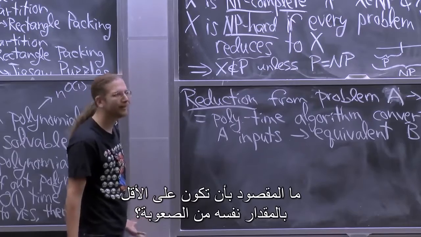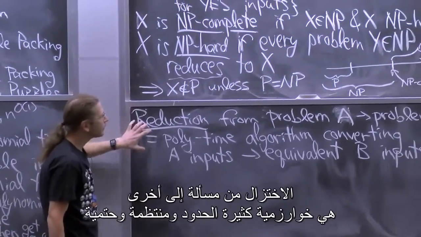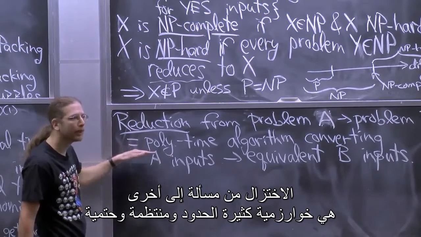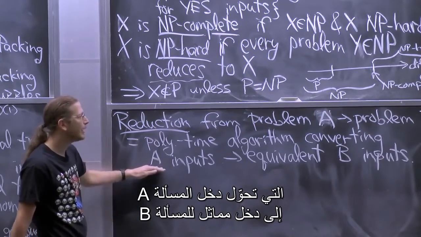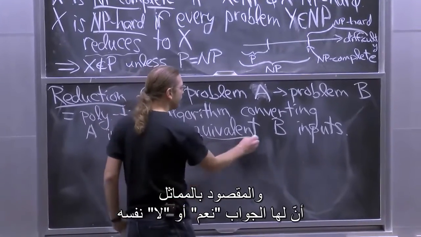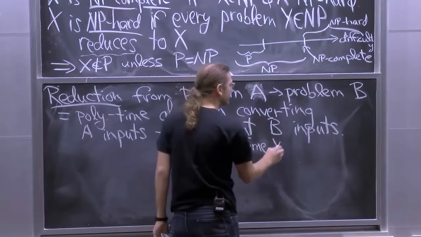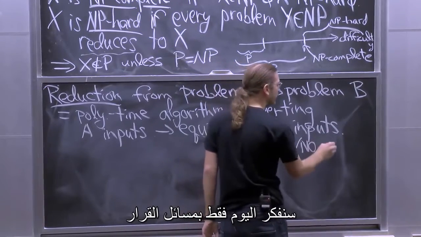Okay, what does at least as hard mean, though? We're going to define it in terms of reductions. A reduction from one problem to another is just a polynomial time algorithm, regular deterministic polynomial time, that converts an input to problem A into an equivalent input to problem B. Equivalent means that it has the same yes or no answer. Okay, we'll just be thinking about decision problems today.